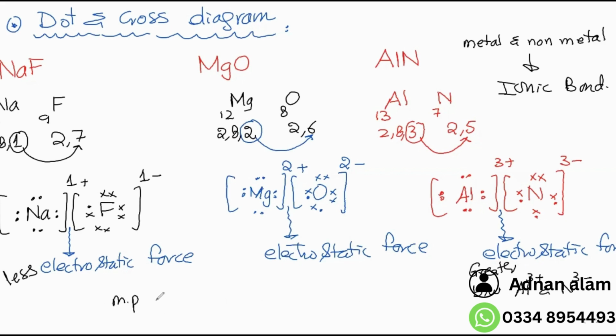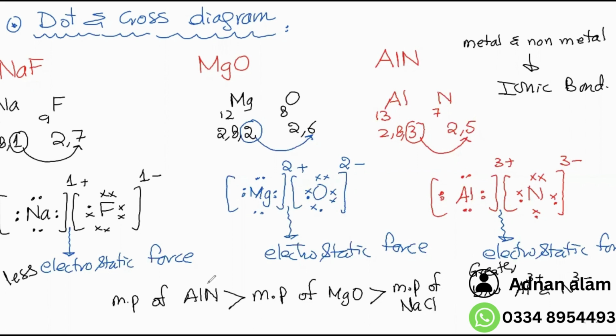So the melting point of AlN, aluminum nitride, will be greater than the melting point of magnesium oxide, which will be greater than the melting point of sodium chloride, right? Because in aluminum nitride the electrostatic force will be greater, 3 plus and 3 minus. In magnesium oxide the electrostatic force will be less than aluminum nitride, and for sodium chloride the electrostatic force will be even less, right? So the electrostatic force of attraction between ions will affect the melting point of ionic compounds. The melting point of ionic compounds depends on the electrostatic force of attraction between the ions.